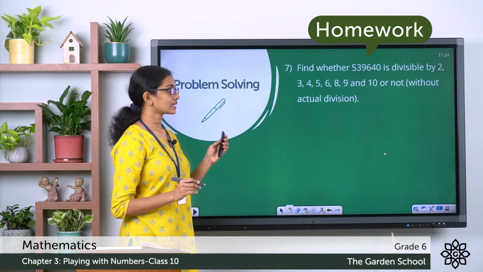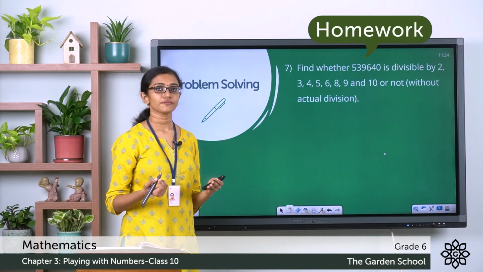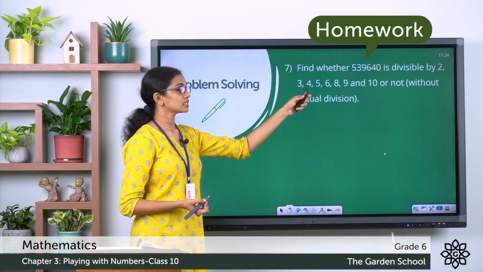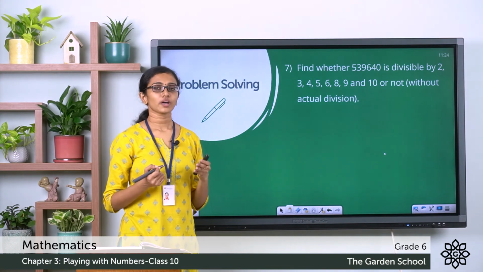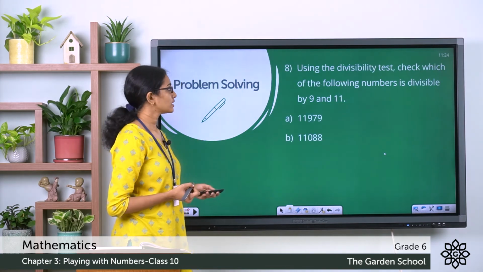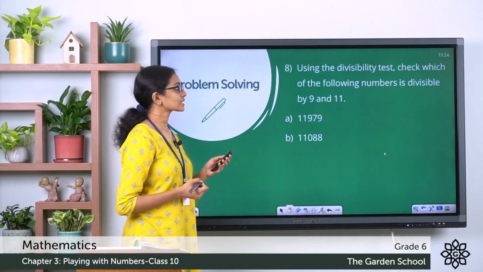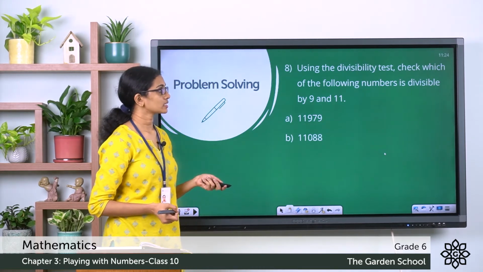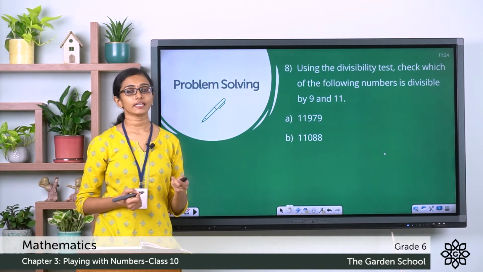So follow the test for divisibility and find out whether the given number is divisible by the set of divisors given. So I hope this is clear to you. Now let's see the next question. Using the divisibility test, check which of the following numbers is divisible by 9 and 11.